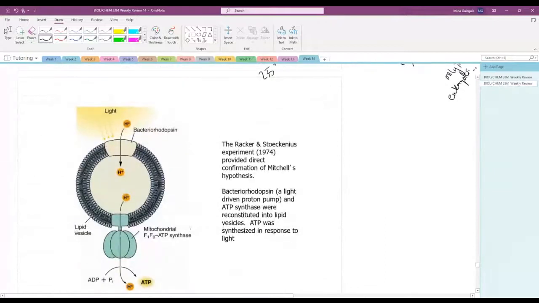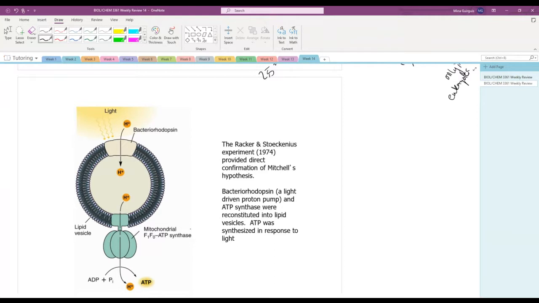All right. So I told you guys about Mitchell's hypothesis. The chemiosmotic hypothesis basically said we think that the powering of ATP synthesis comes from the proton gradient. Well, the Racker and Stoeckenius experiment proved Mitchell's hypothesis, this chemiosmotic hypothesis. So bacterial rhodopsin, rhodopsin, for those of you who don't know, is in your eyes. Bacterial rhodopsin is slightly different because it's a light-driven proton pump.